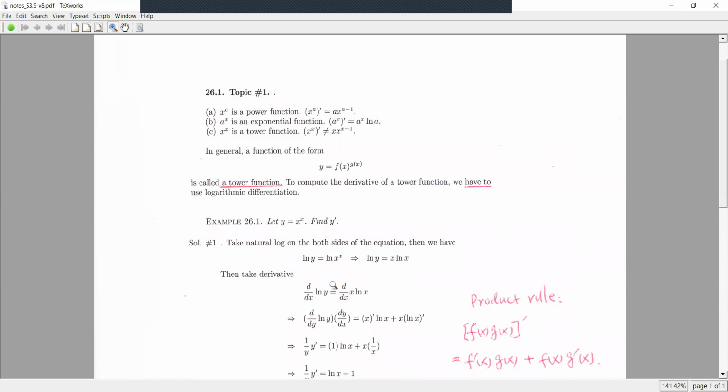The derivative on the left side contains two different variables, x and y. I cannot compute it directly. By the chain rule, I write this derivative as the product of these two derivatives. To compute the derivative on the right-hand side, I use the product rule because the function is x times natural log of x, a product. By the product rule, this derivative is this. So I have this equation.